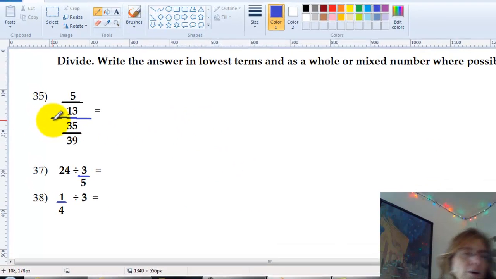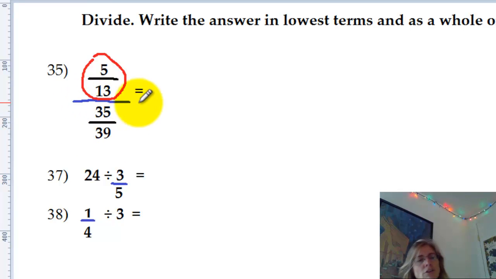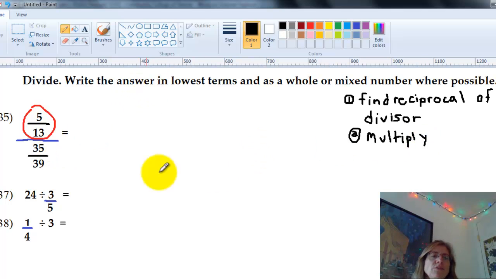I put this large fraction line in blue so that it's easy to see that we're looking at this number here as a dividend above this other fraction line, and this is the divisor below the blue fraction line. And we have to follow the rules of division, which is we find the reciprocal and multiply. So you find the reciprocal of the divisor and multiply. The divisor in this case is this number below the blue fraction line, and this is the dividend.